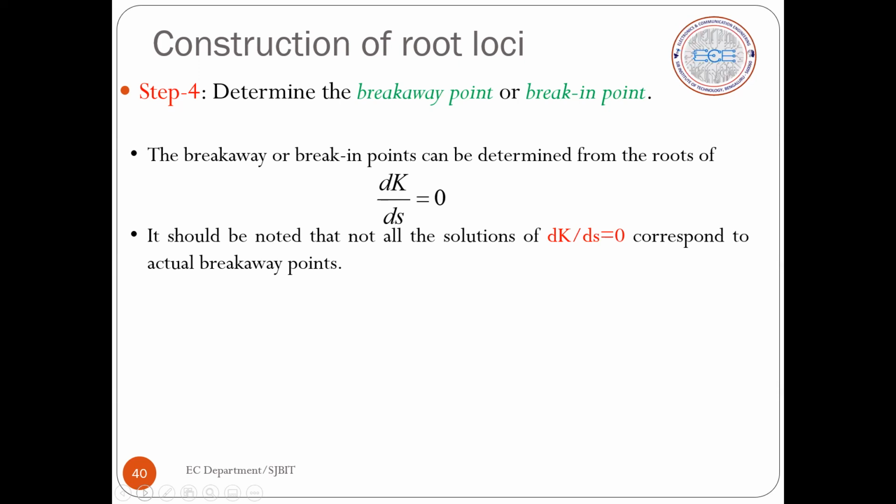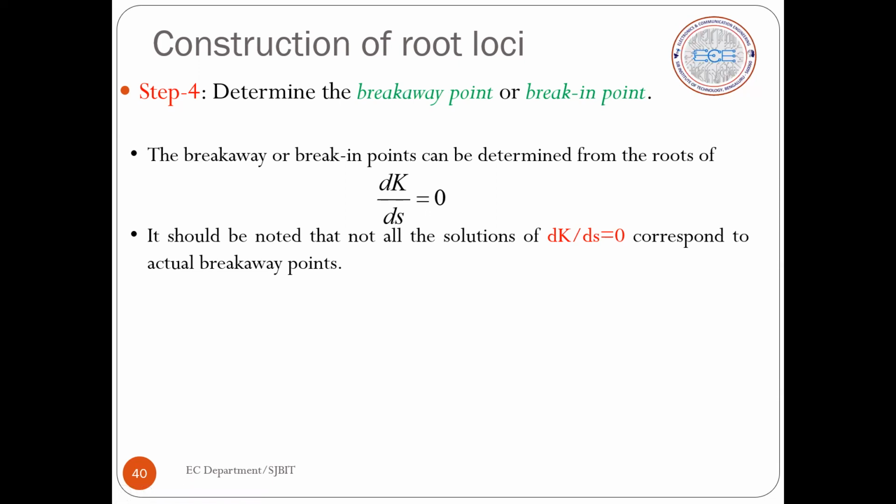Because one will be valid, the other one will be invalid. So we have to validate the points you get. By finding the roots of the dk/ds = 0 equation, you will get some points, and you have to validate them. You have to do valid breakaway point identification. How can we tell whether it is valid or not?